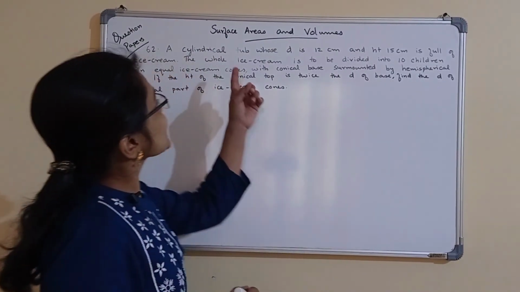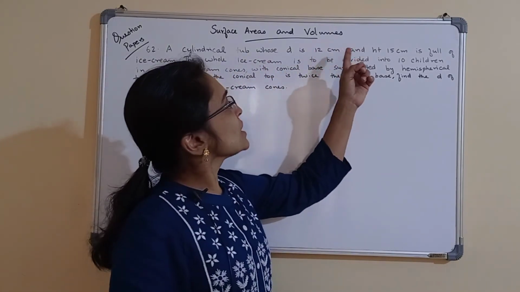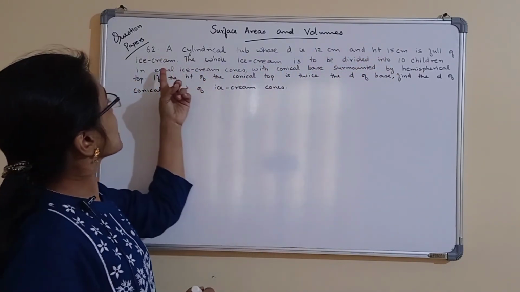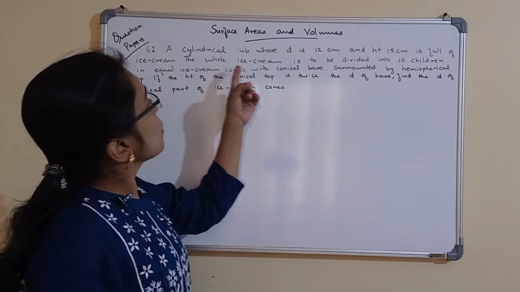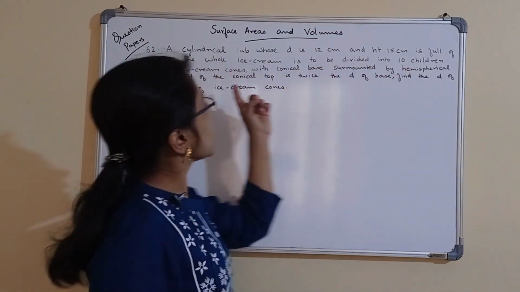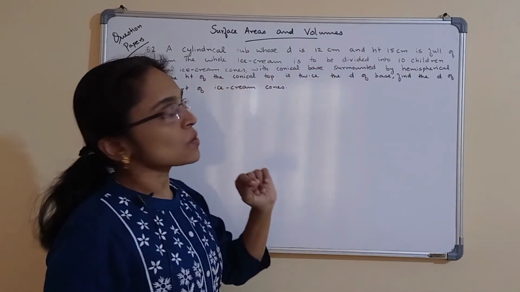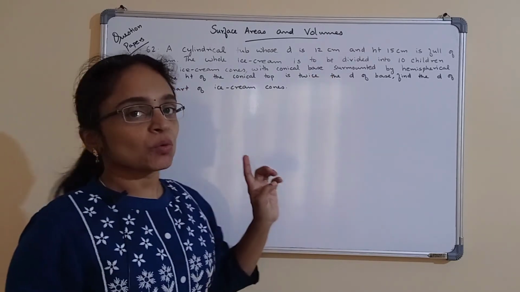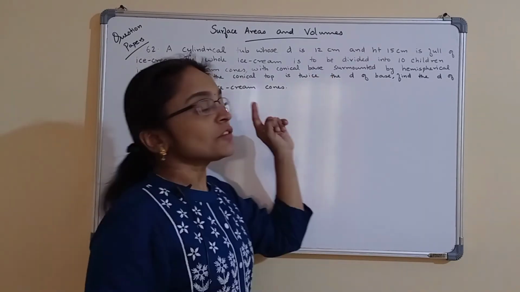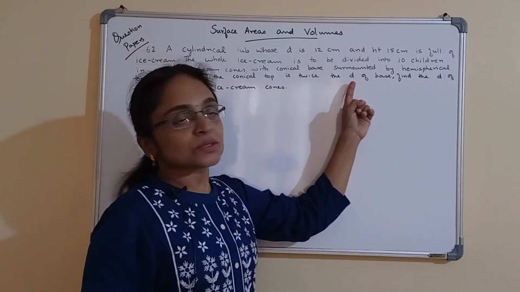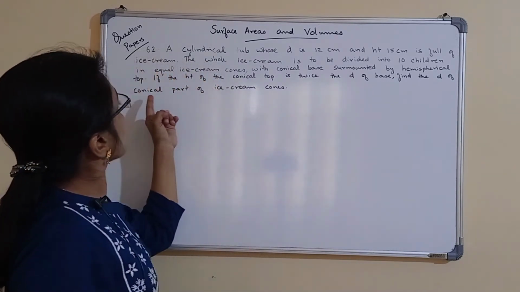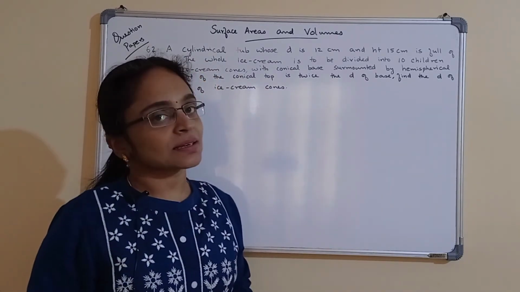Next question. A cylindrical tub whose diameter is 12 cm and height 15 cm is full of ice cream. The whole ice cream is to be divided into 10 children in equal ice cream cones with conical base surmounted by hemispherical top. If the height of the conical top is twice the diameter of base, find the diameter of conical part of ice cream cone.